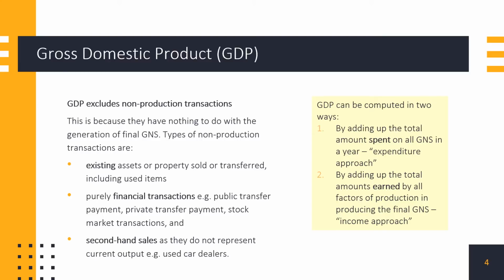Expenditure approach is basically adding up all of the total amount spent on all the goods and services in a year, whereas income approach is adding up all of the amounts earned by all the factors of production in producing the final goods and services.